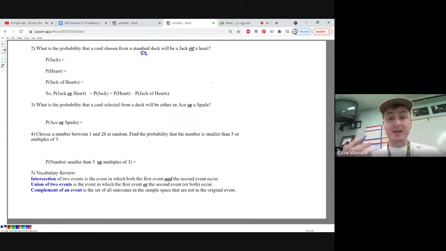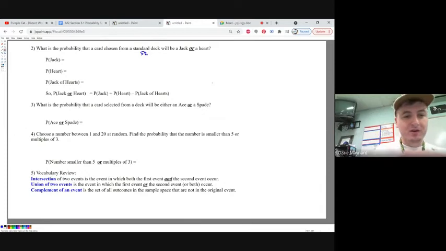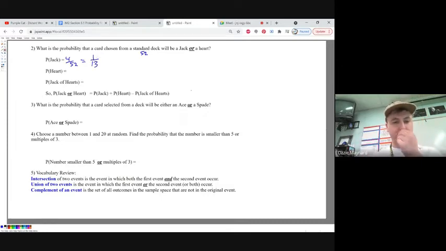The probability of a jack: there are 4 jacks out of 52 cards. So I can write that as 4 out of 52. Can you try and simplify that? What is 4 out of 52 as a simpler fraction? Okay. Yeah, 4 out of 52 is going to be 1 out of 13. Simplifying is a good way to make sure your answers are not too complicated.